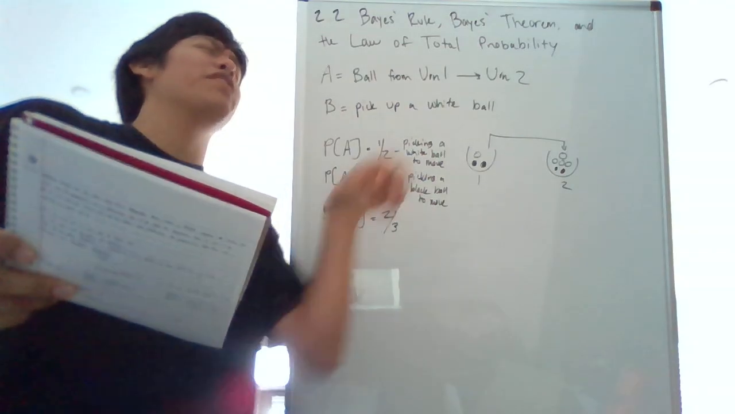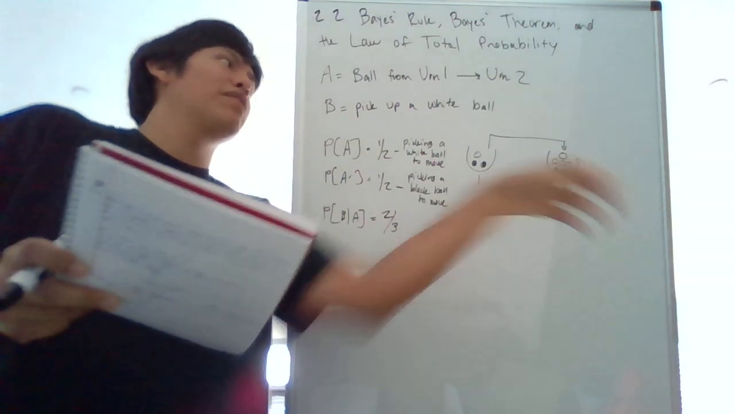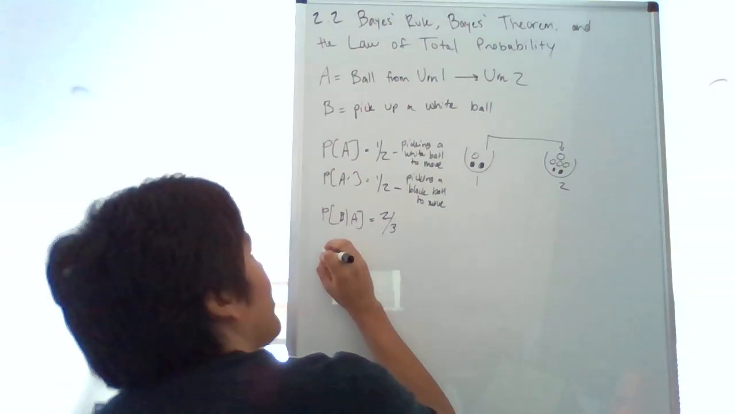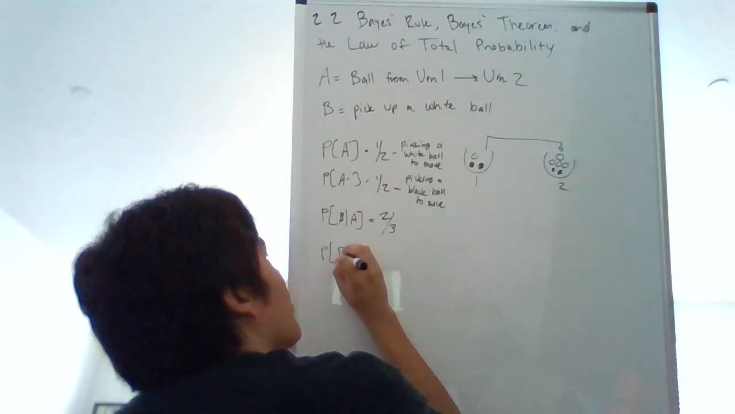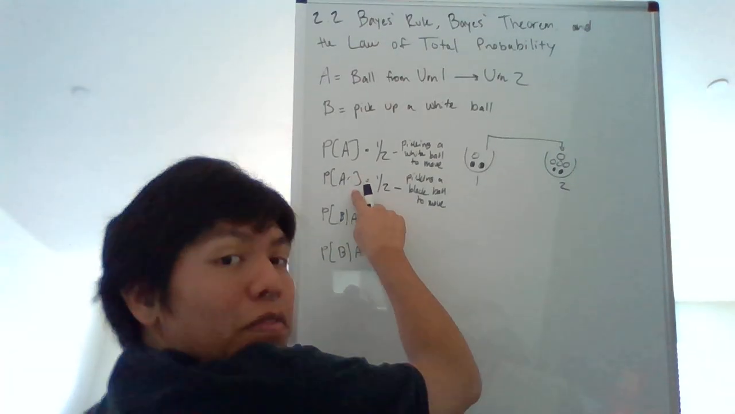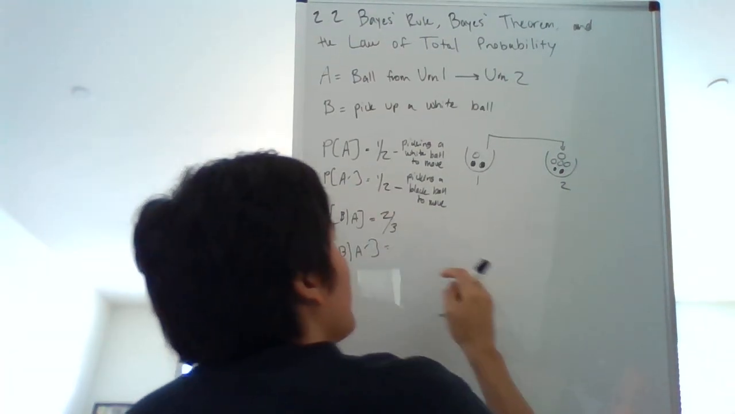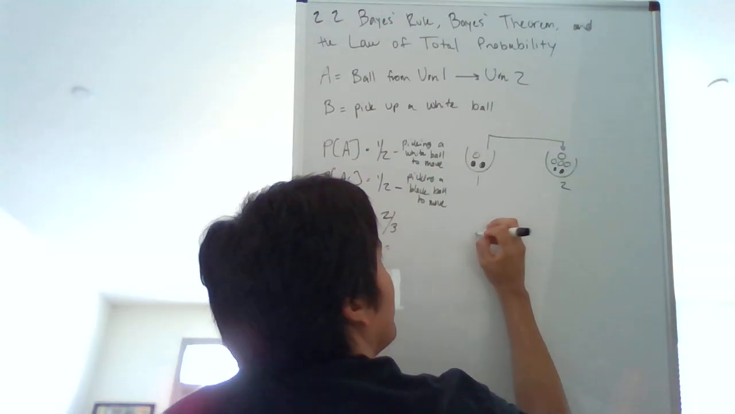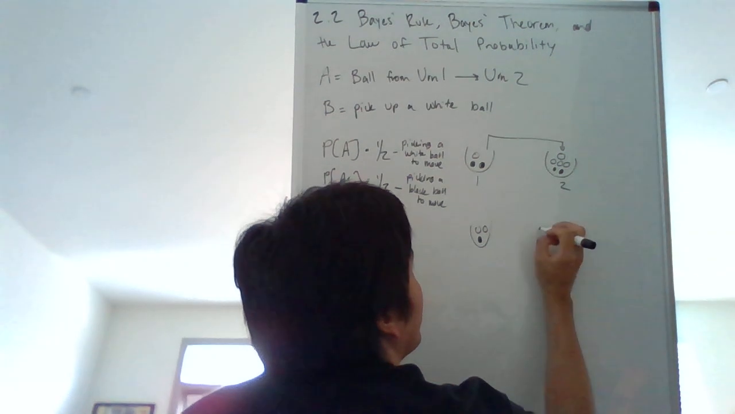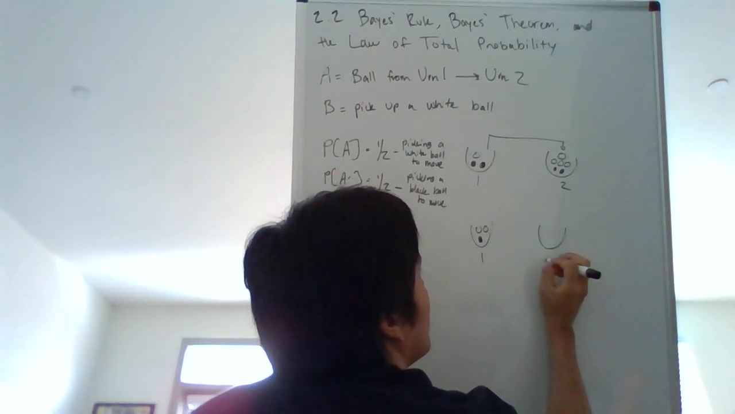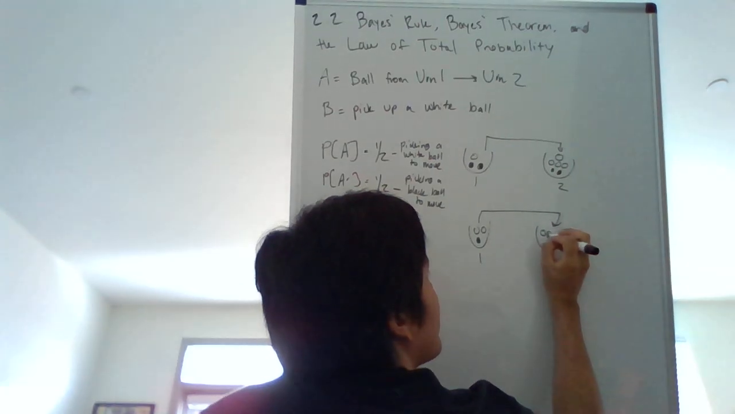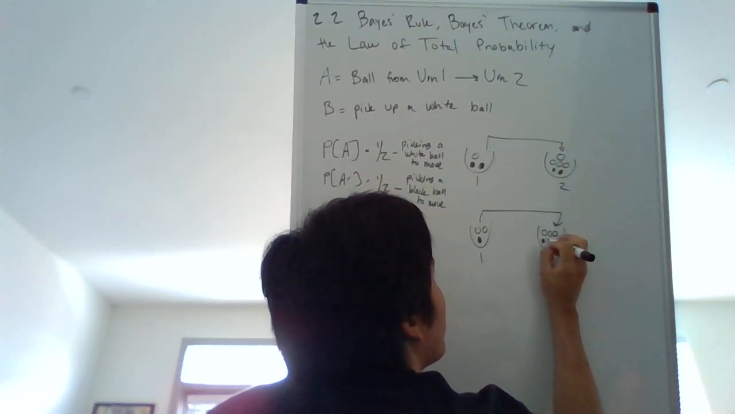But what if we did that same whole process and instead of moving a white ball over, it turned out to be a black ball? Well, then that would be the probability of B given A complement, right? Because A complement involves the black balls. So I'll draw that down here. If we move the black ball over from urn 1 to urn 2, this still has 3 white balls, but now it has 3 black balls.